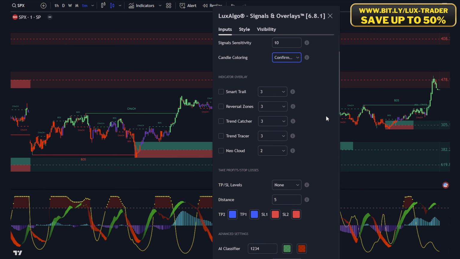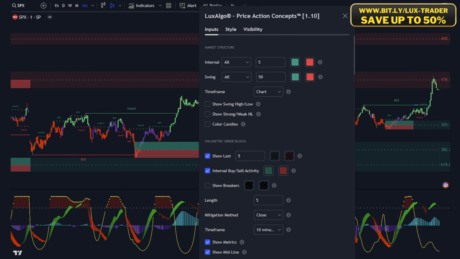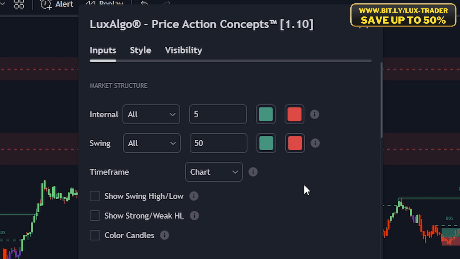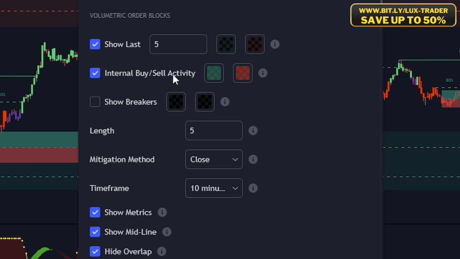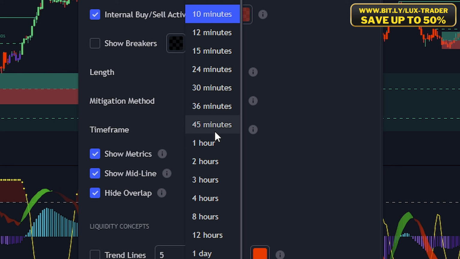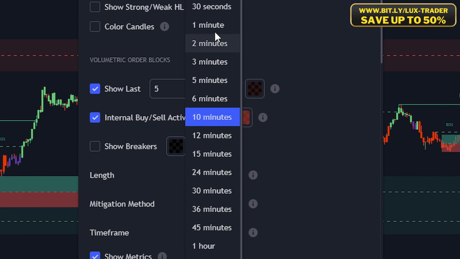Moving on to our second indicator, open the settings of the Price Action Concepts indicator, and let's start with the Market Structure labels. We want to use the Market Structure labels as an entry confirmation, so make sure to set both options to All. Next, enable the volumetric order blocks and set the amount to display to 5. For the time frame, make sure to choose a higher time frame, and it depends on the asset, volatility, and time frame you're trading on. So for example, I most of the time use the 5 or 10 minutes time frame.